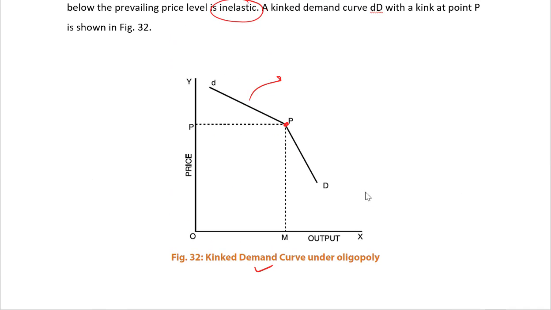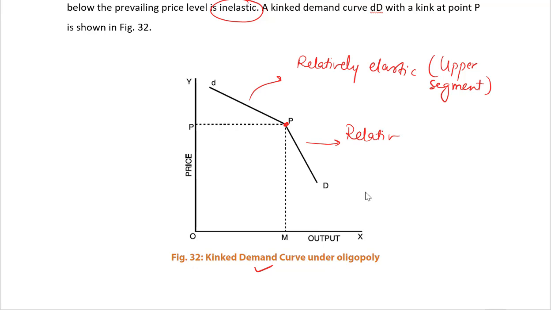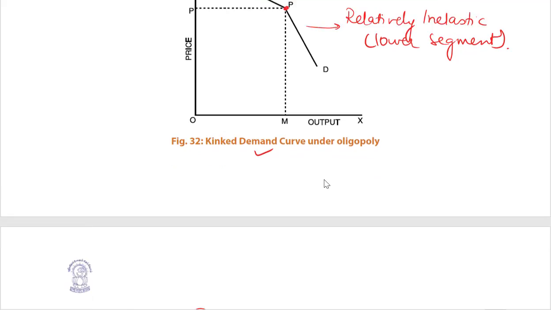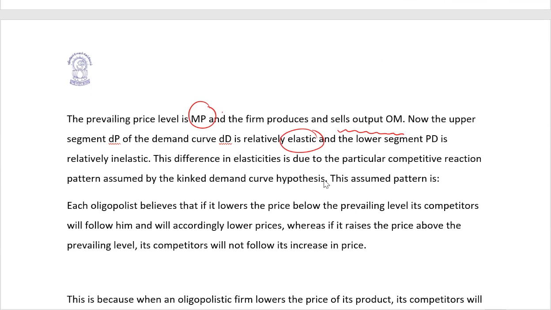So this is the relatively elastic upper segment, and this is the relatively inelastic lower segment. I believe you understood till here. Lower segment PD is relatively inelastic.